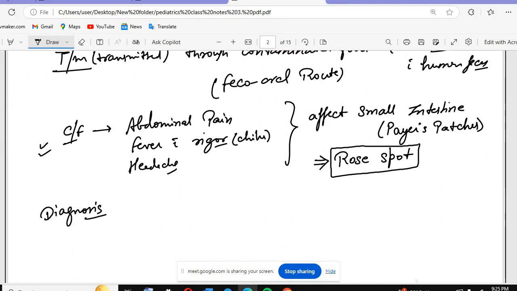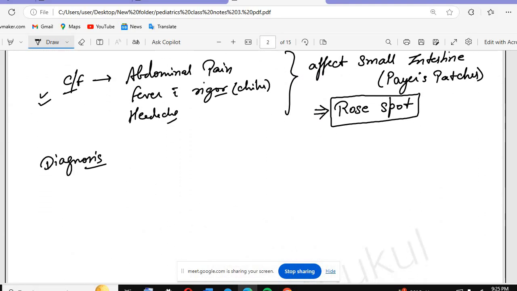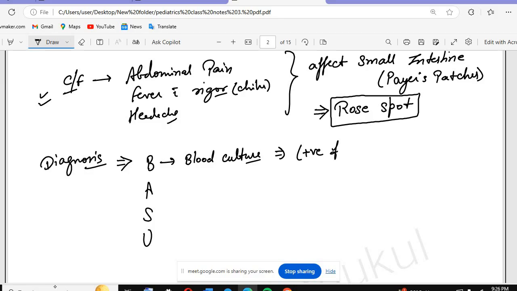C is not present in India. For diagnosis, remember one mnemonic here, that is BASU. B stands for blood culture. You are going to send the blood culture report. The blood culture will be positive in the case of Salmonella typhi from the first week itself.